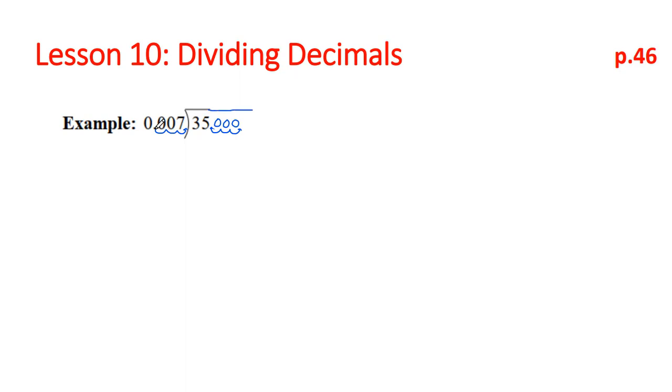Now this looks a little bit yucky the way that I've drawn it. So after you do that, you may want to rewrite. It looks like a new problem, but the answer will truly be the same as if we took a calculator and said 35 divided by 0.07. I've rewritten it so that it just looks nicer for me.